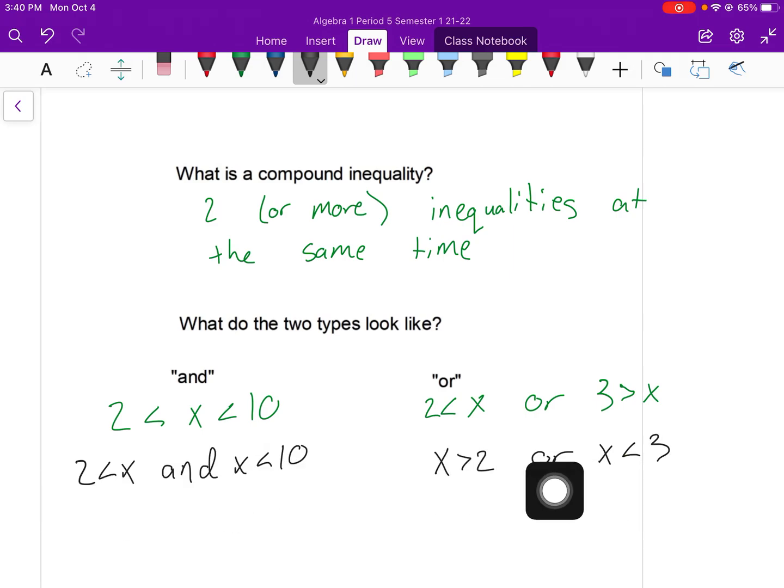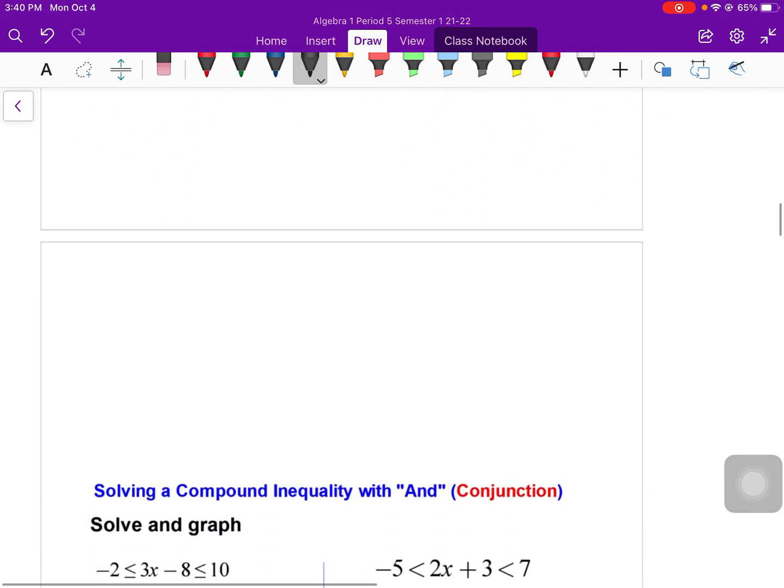I need x values that solve both of these. So in the and version, numbers like 3, 4, 5, 6, 7, 8, 9, and 10 all fit between 2 and 10. But for this one, I need explicitly numbers that are bigger than 2 but also smaller than 3. So it'd be like 2.3, 2.4, 2.7, things like that.